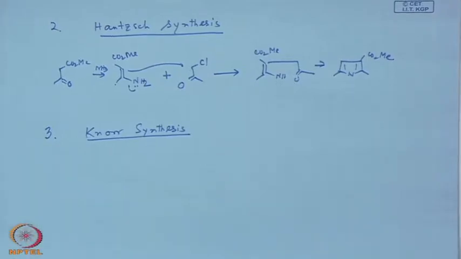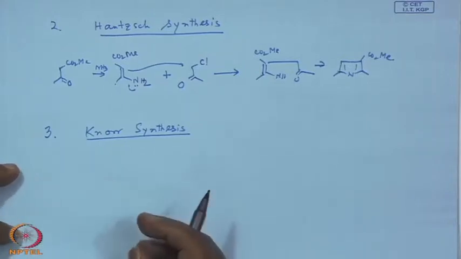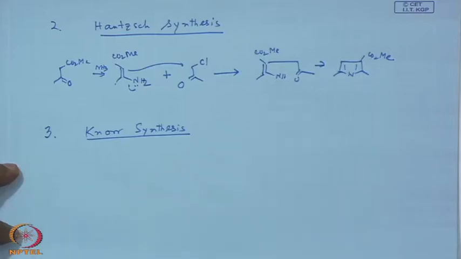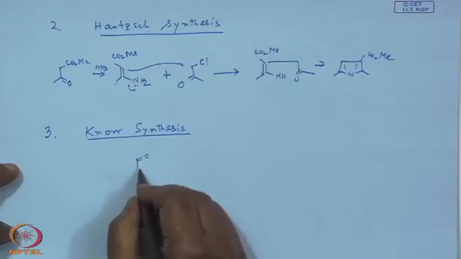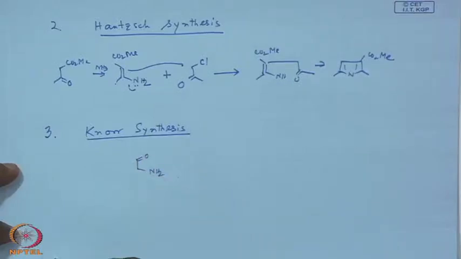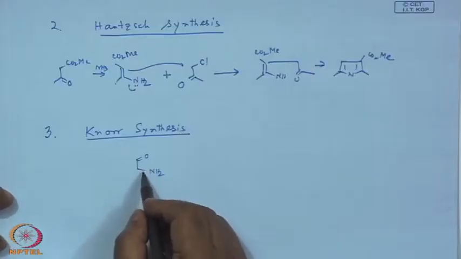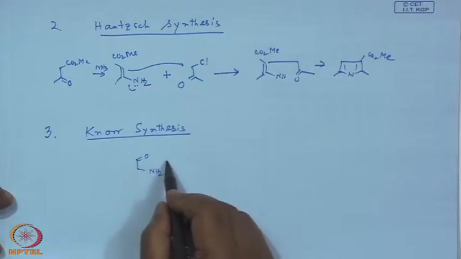Knorr synthesis. Again, it belongs to the 3 plus 2 category. That means you have to know the 3 atom component and the 2 atom component. Okay, so this is how one can remember. This is basically an alpha amino ketone, that is what you have to remember. 1,4-diketone, then the next one was enamine, and the third one, the Knorr synthesis, would require an alpha amino ketone. So, that is it.